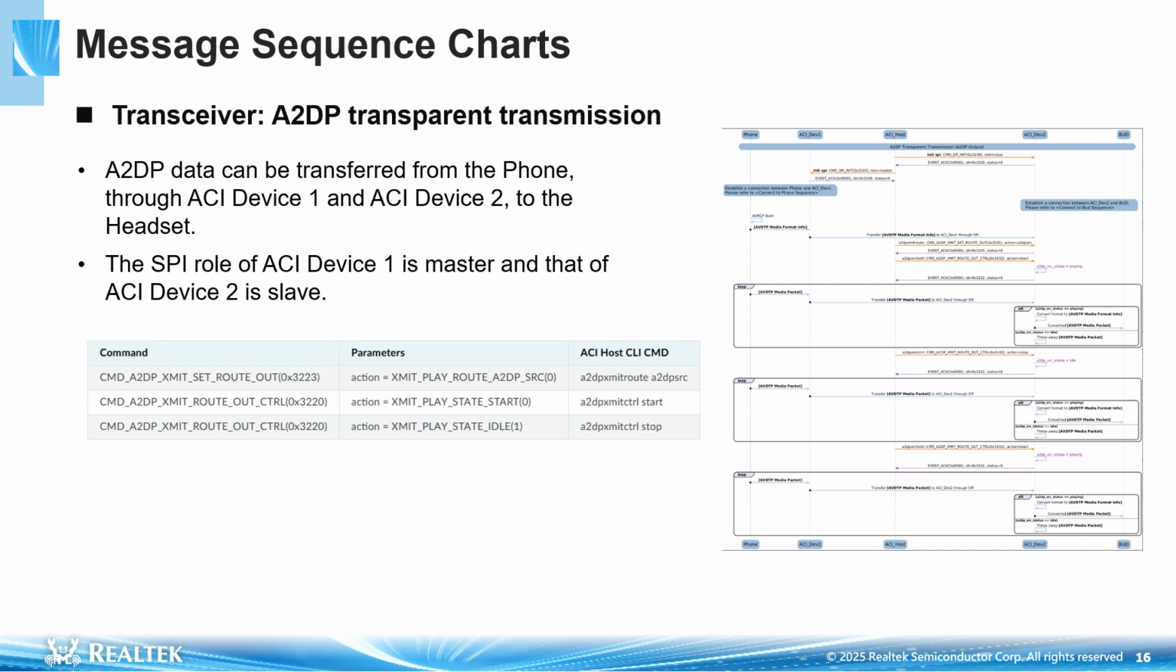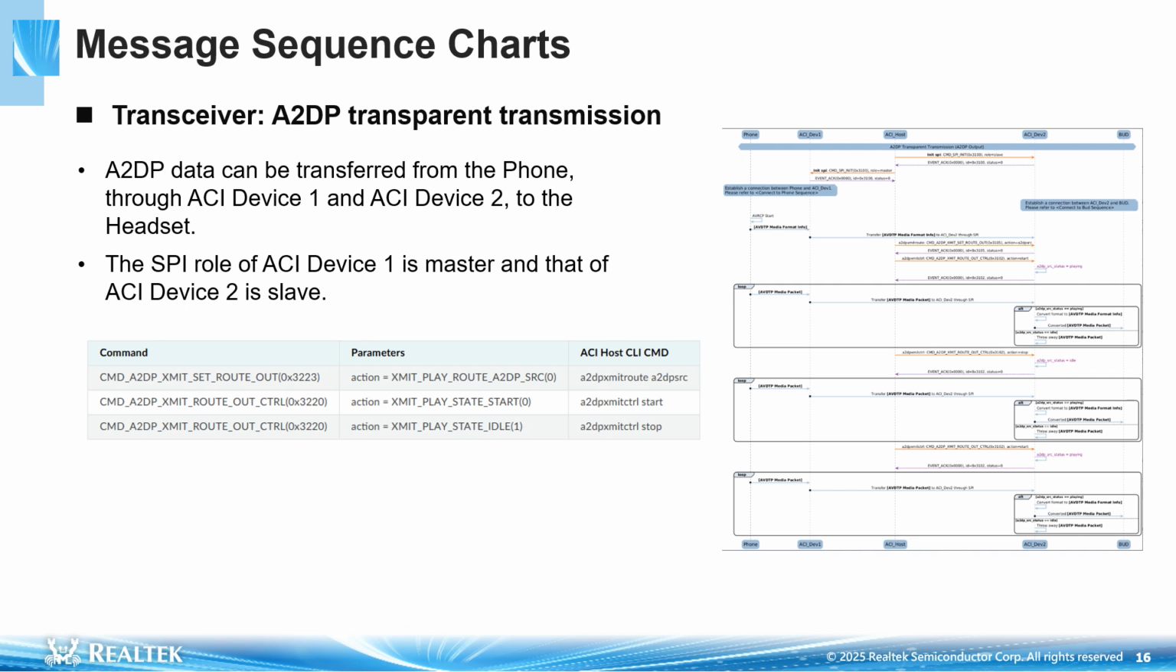The following introduces the A2DP transparent transmission function of transceiver, as shown in the figure. A2DP data can be transferred from the phone to the headset via ACI device 1 and ACI device 2. The SPI role of ACI device 1 is master, and the SPI role of ACI device 2 is slave. It should be noted that when compiling the master and slave roles, you must turn on FAP SPI role master and FAP SPI role slave respectively.